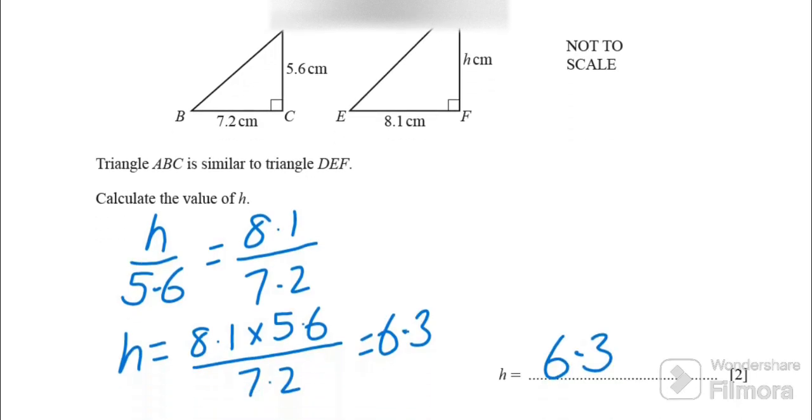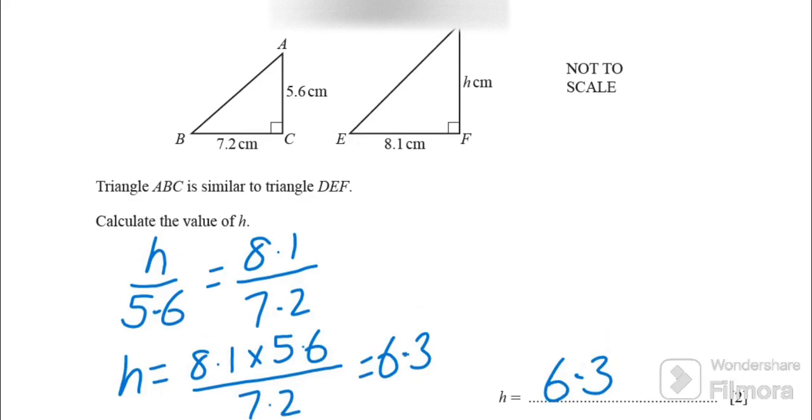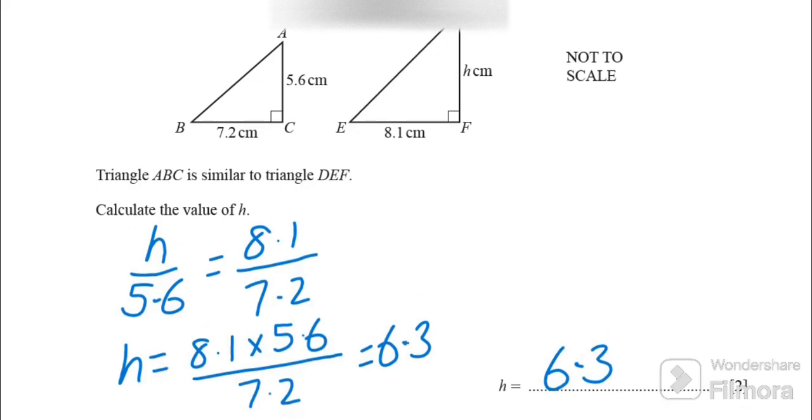This will be 8.1 multiplied by 5.6 divided by 7.2, that will be 6.3 centimeters. So the height for DF will be 6.3 centimeters.